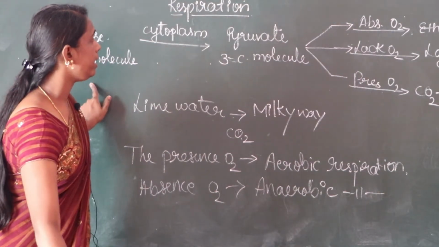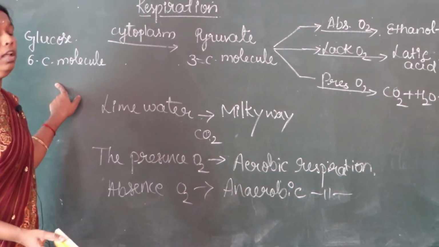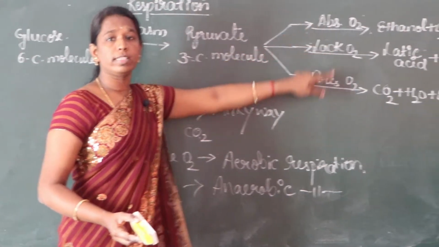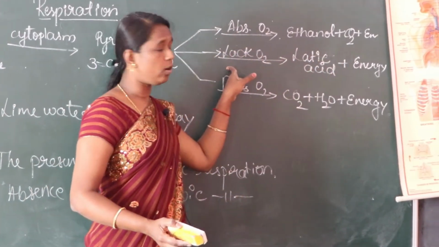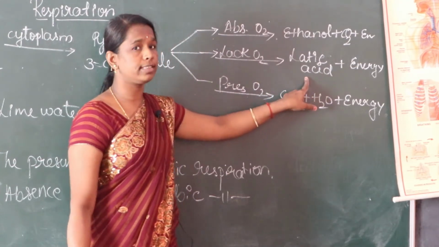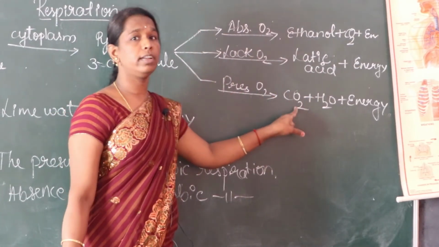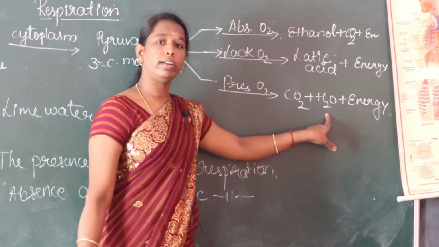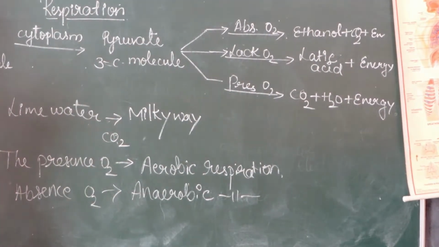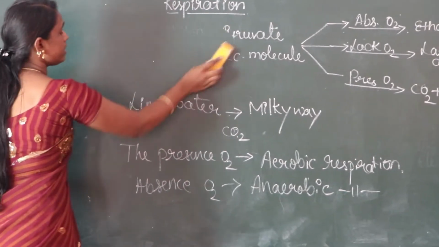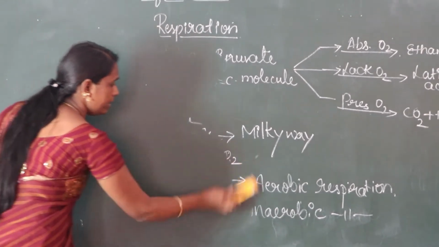This is an important equation. The pyruvate molecule converts in absence of oxygen into ethanol and carbon dioxide. Lack of oxygen converts it into lactic acid. Presence of oxygen converts it into carbon dioxide, water and energy. This is an important equation, children. Next, respiration in human beings.